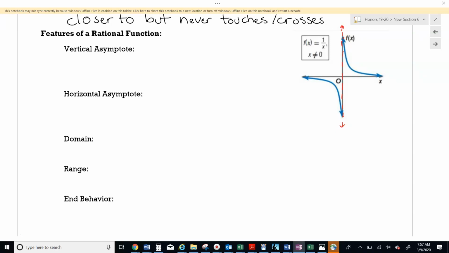Okay. A vertical asymptote is always x equals a number. In this case, it's at x equals 0, right? I think of my asymptotes as fences, right? They're keeping in the function.